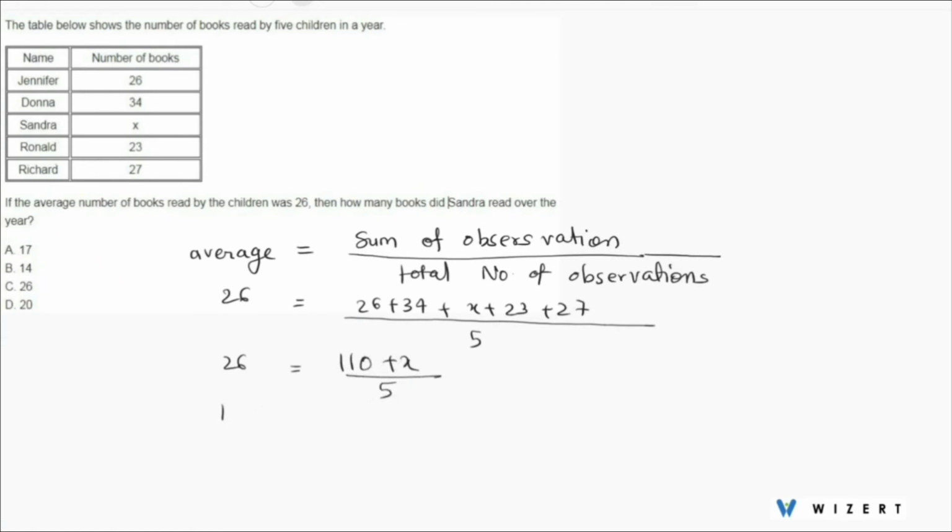So we get 110 plus x equal to 6 5s are 30, 5 2s are 10 plus 3 is 30... so 26 times 5 is 130. So x equal to 130 minus 110, which is 20. So let's look at the options. Yes, the answer is option D.